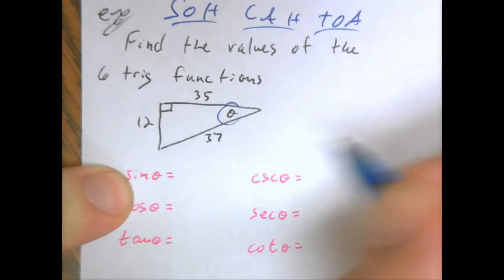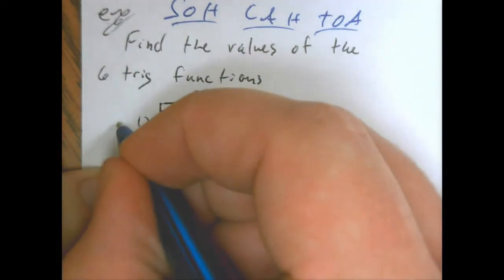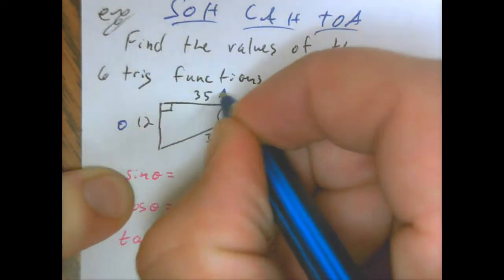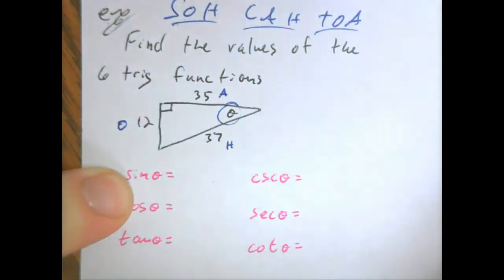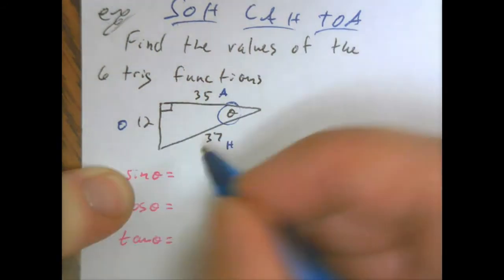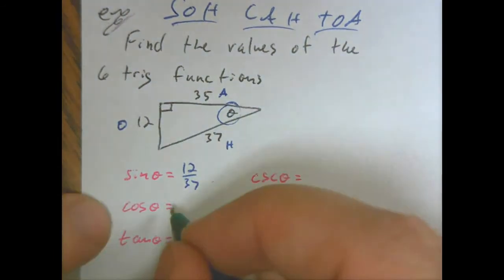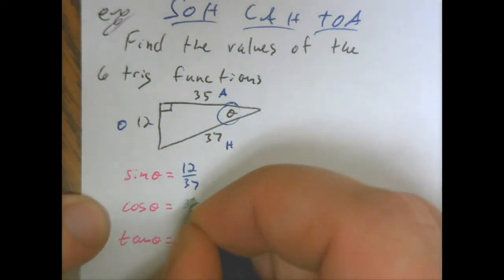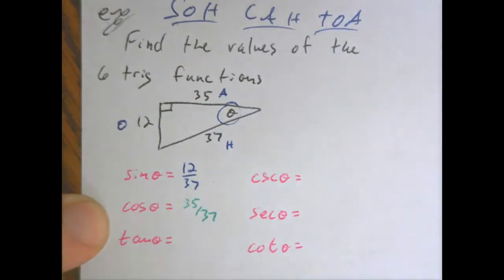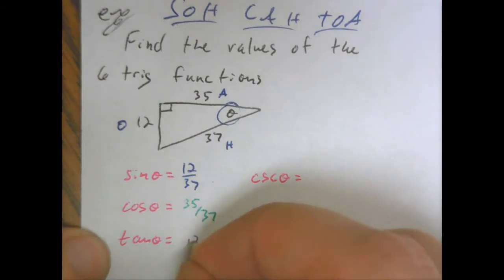So there's my angle right there. The opposite side, if you want to label it, would be this. The adjacent is right there and the hypotenuse is there. And then it's just a matter of substituting those numbers in. So opposite over hypotenuse is 12 over 37. And then cosine's adjacent over hypotenuse, so 35 over 37. Tangent's opposite over adjacent, so 12 over 35.